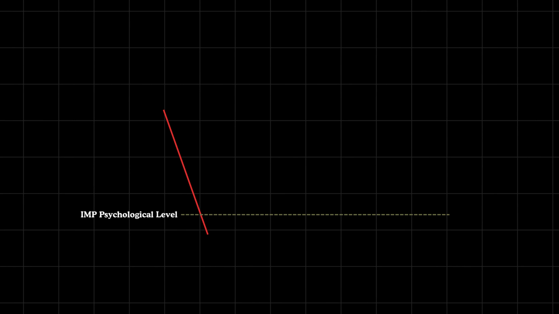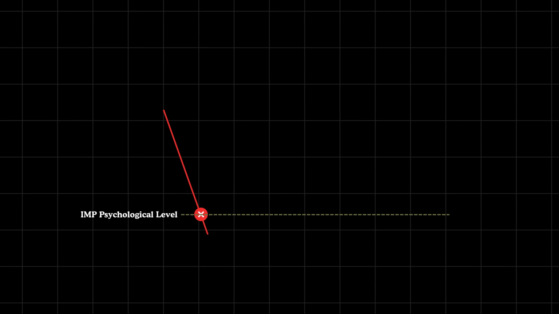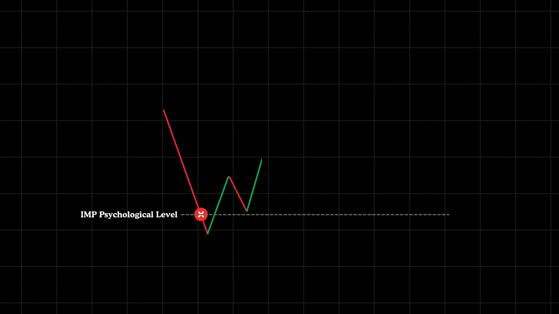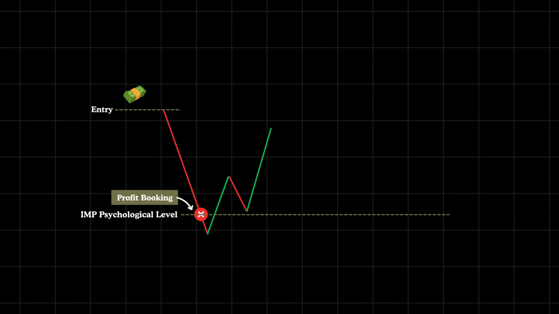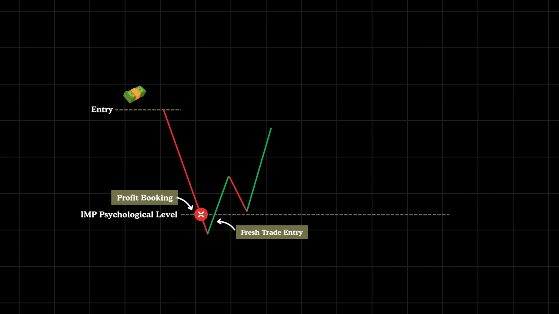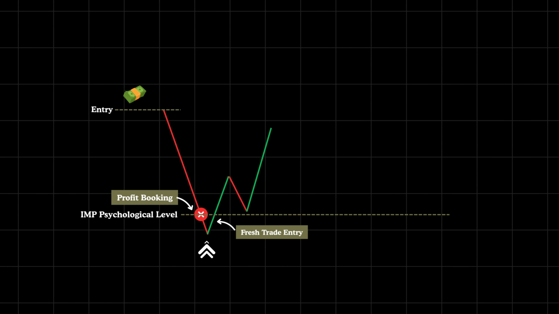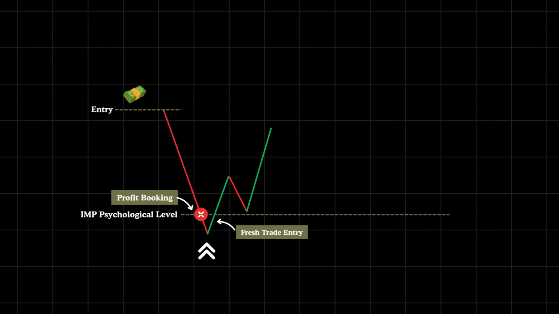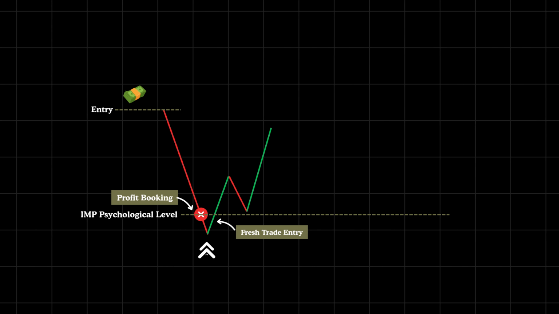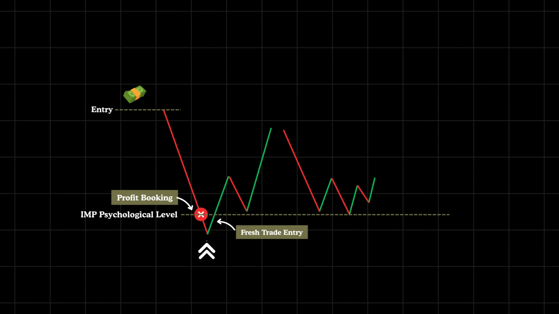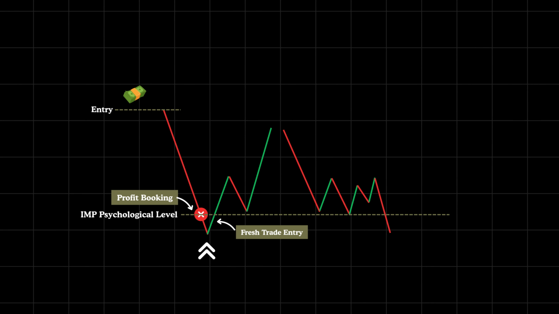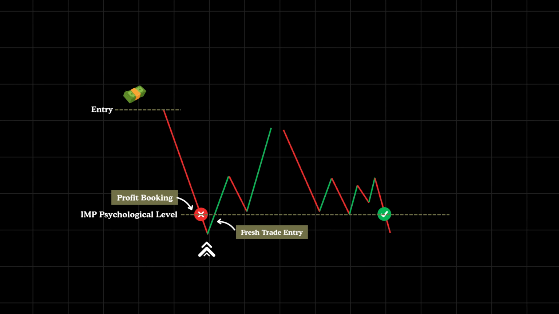Number 3. If the market breaks an important psychological level directly without retracement, most of the time the breakout will not sustain, and the price will reverse. This happens because traders who already entered earlier may book profits at this level, while new retail traders enter fresh trades, adding buying pressure in the opposite direction of the breakout and forcing a reversal. However, if the price consolidates near this level for a while, allowing new traders to participate, and then breaks out, you can take a trade with a small stop loss, minimizing risk.